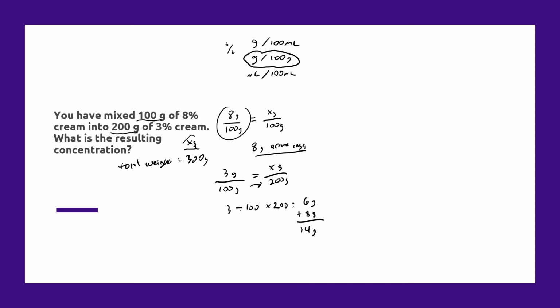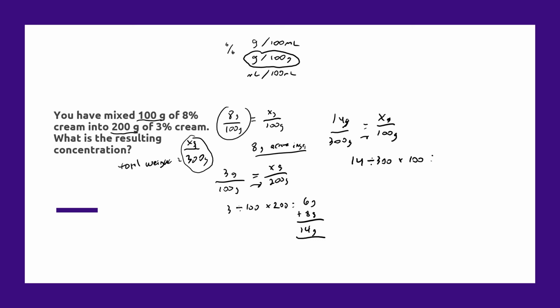And again, our total weight of cream is 300 grams. So to figure out the resulting concentration, we need to figure out how many grams of active ingredient per 100 grams of cream when we know we have 14 grams of active ingredient per 300 grams of cream. And to solve for this, we're going to take 14 divided by 300, cross multiplied by 100.